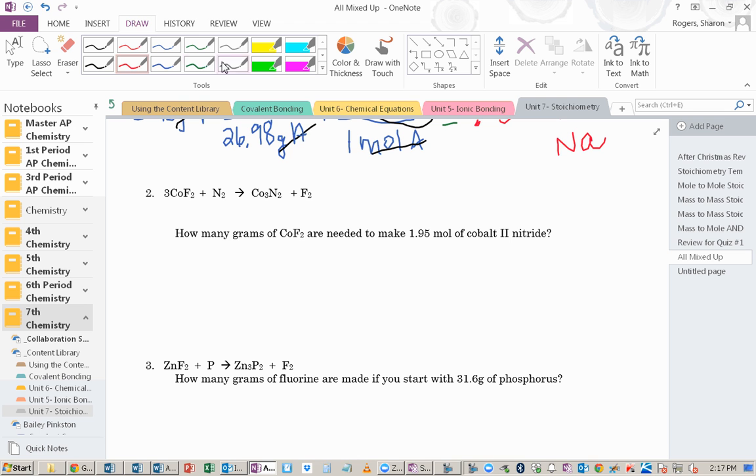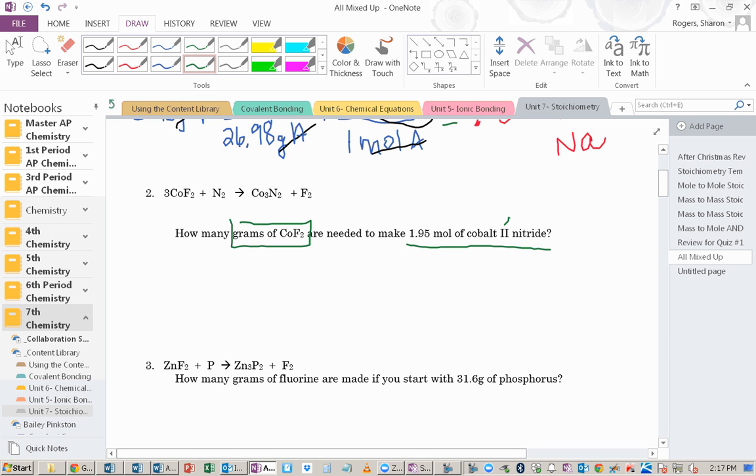Number 2. So number 2 says, how many grams of cobalt-2 fluoride are needed to make 1.95 moles of cobalt-2 nitride? So I find my number and underline that. That's where I'm starting. And then box where I'm ending.